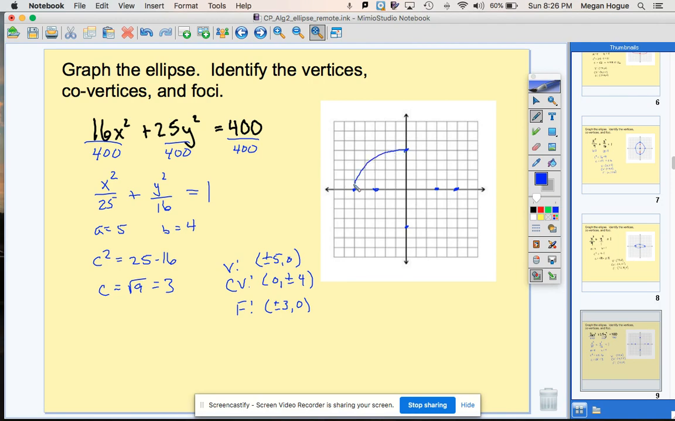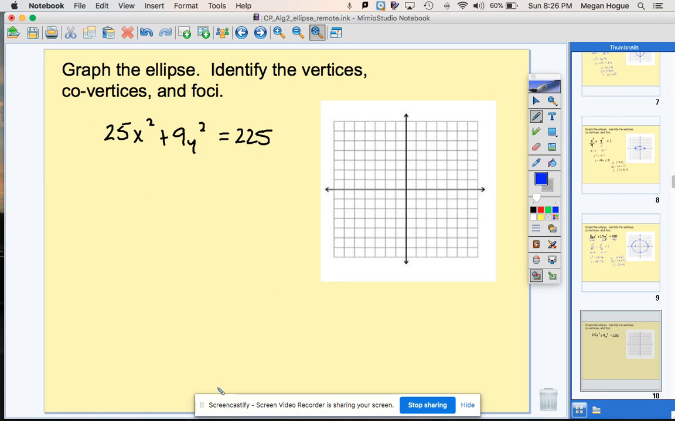Let's see if I can do any better here. First half's not bad. It's that second half that I struggle with. All right, so there's that ellipse. Let's do one more. Go ahead and try this one on your own if you want.